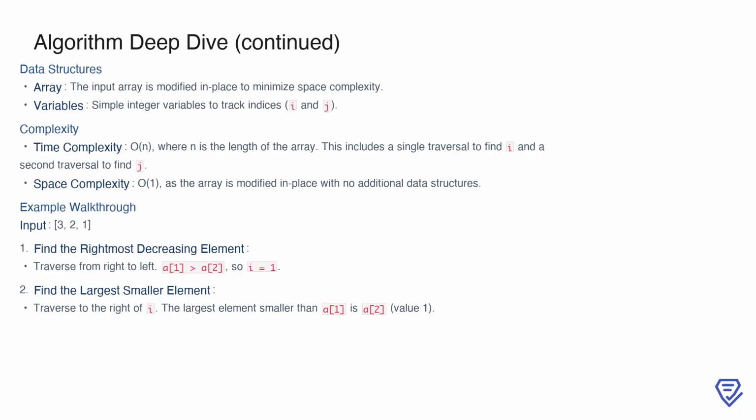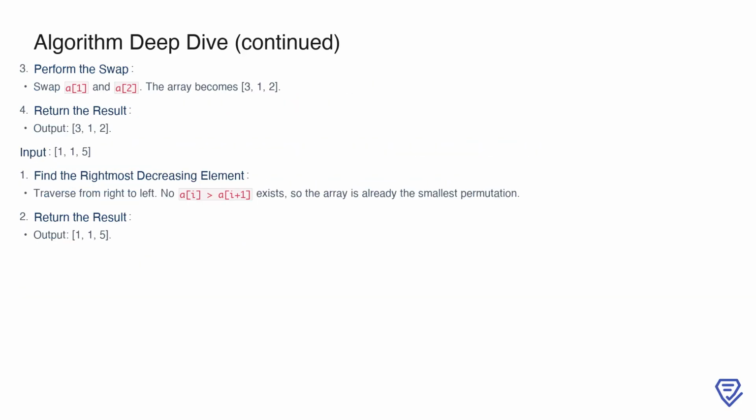To understand this better, consider the example of the input array 3, 2, 1. First, we find the rightmost decreasing element by traversing from right to left. Since A[1] is greater than A[2], we identify i equals 1. Next, we look for the largest element smaller than A[1] to the right of i. The candidate here is A[2], which has the value 1. These steps ensure we correctly prepare the array for the final swap. After identifying the indices, we perform the swap between A[1] and A[2], resulting in the array 3, 1, 2. This is the largest permutation smaller than the original array, so we return it.